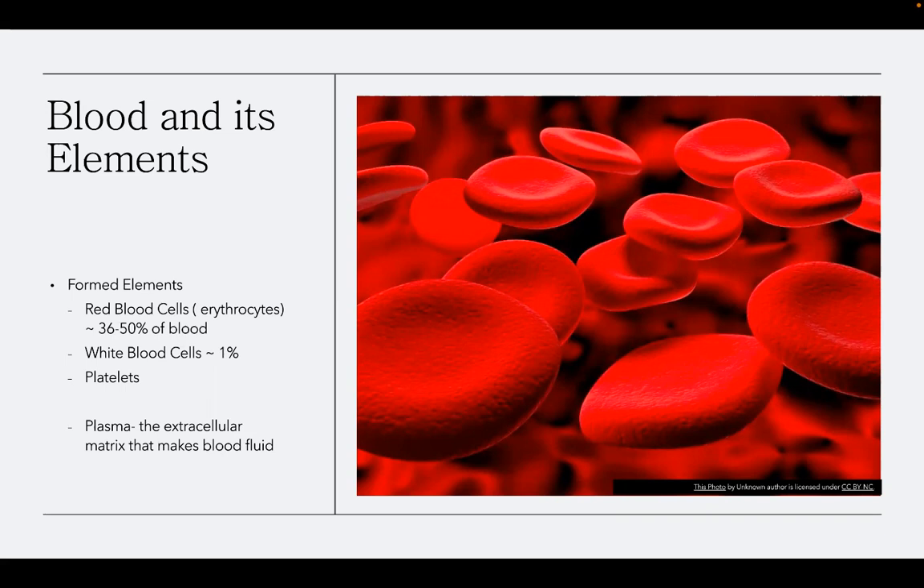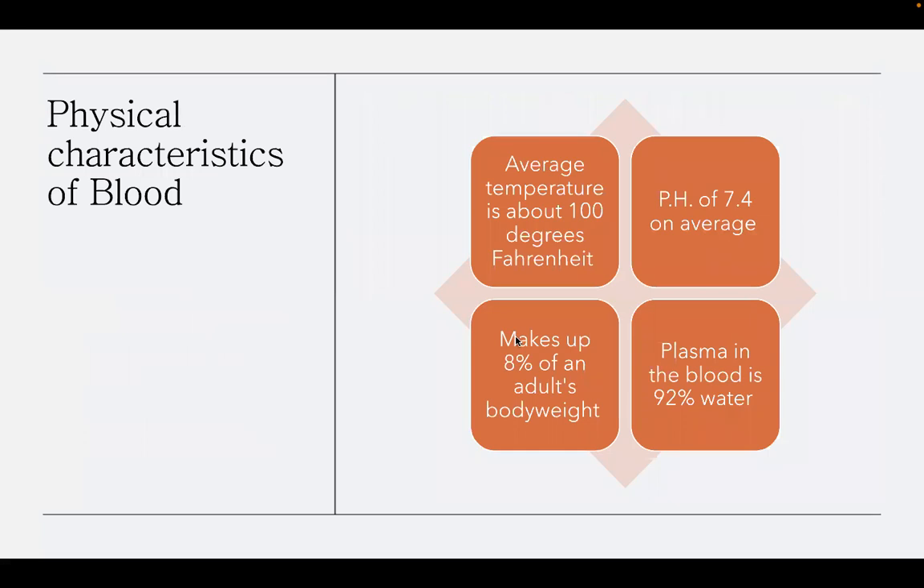Blood has a few unique characteristics that we will discuss next. The average temperature of blood is about 100 degrees Fahrenheit, although this can vary. The average pH of blood is about 7.4, although this one can vary a bit as well. Blood makes up roughly 8% of an adult's body weight, and plasma, which we briefly mentioned before, is about 92% water.